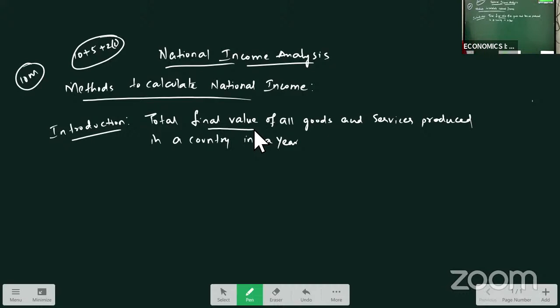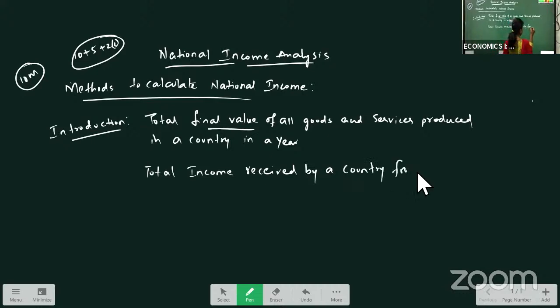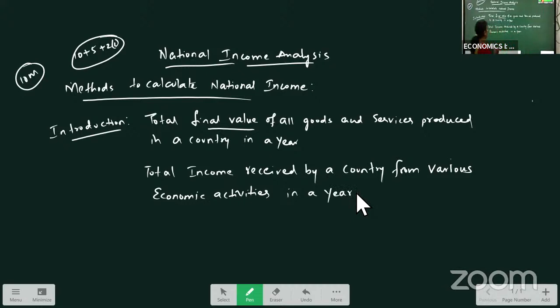or the total income earned, or total income of a country from various economic activities, or we also write it as total income received by a country from various economic activities in a year. This is called national income.